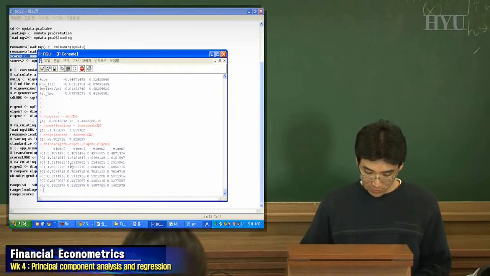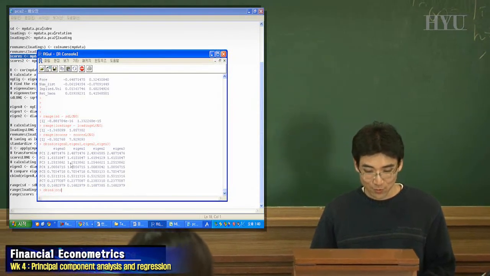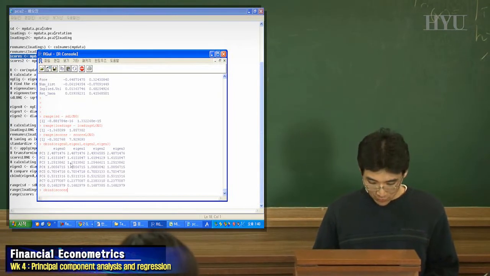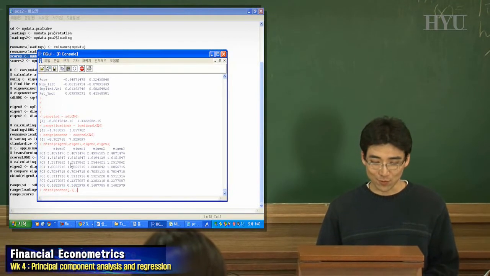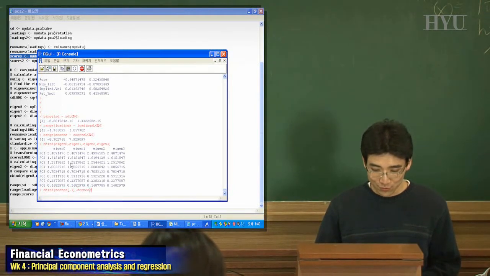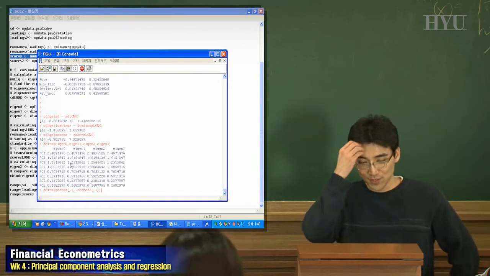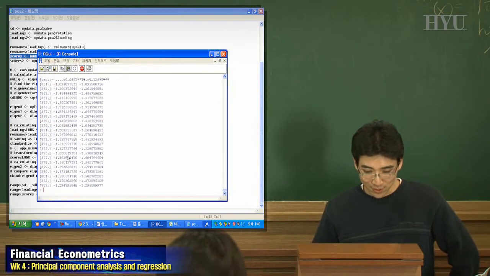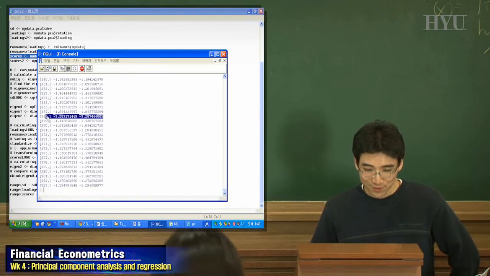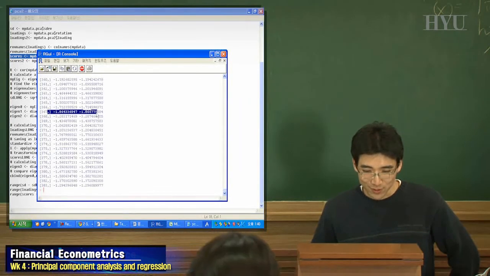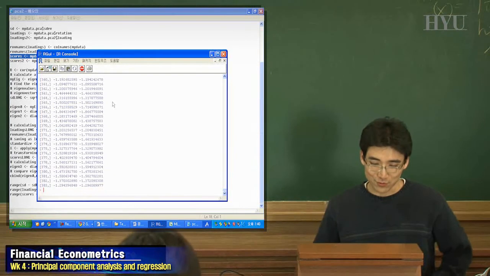So again, let's see bind. Okay, so scores first element is generated from PRCOMP. And scores 2 is generated from PRINCOMP. Okay, and anyway, it is slightly different, but yes, they look similar to each other. Okay.